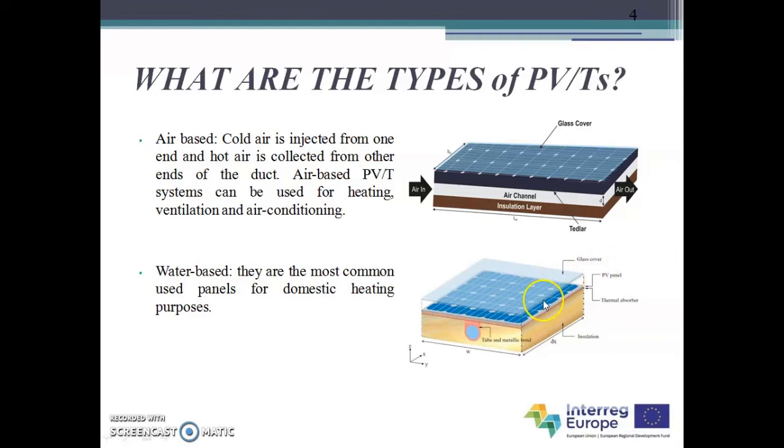The second type is water-based PVT systems, and they are the most common used panels for domestic heating purposes. The system consists of water tubes in which water is injected from one end of the panel and hot water is collected from other end of the panel.